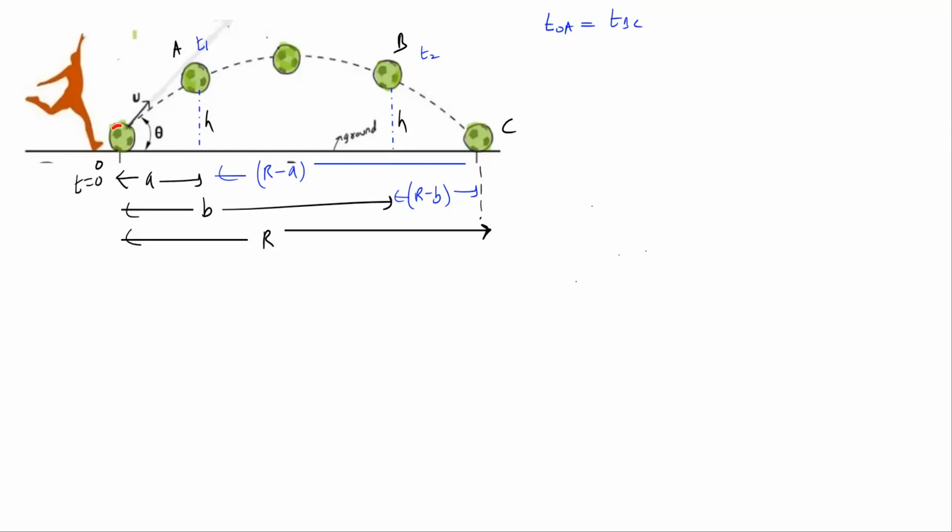Good morning, kids. We had the problem, so we have completed it. At t equals 0, this ball will be kicked by the footballer. Because of the velocity imparted and the weight, it will move in a parabolic path. Then it will strike the ground at point C. Everything is at ground.